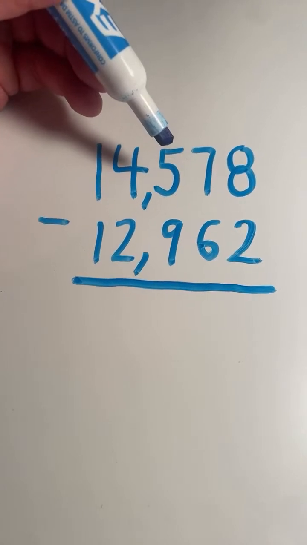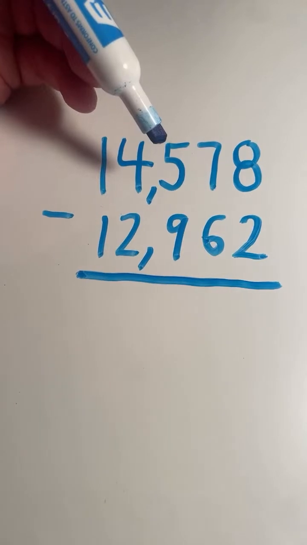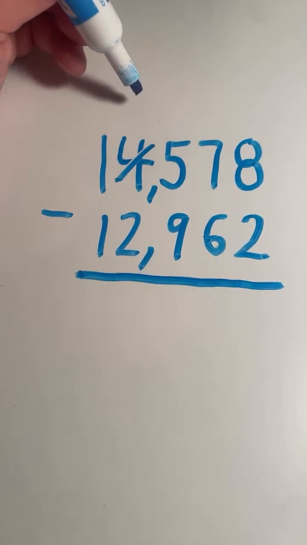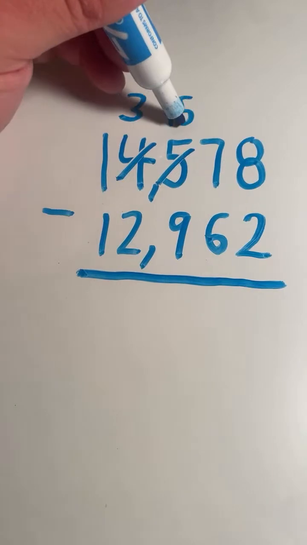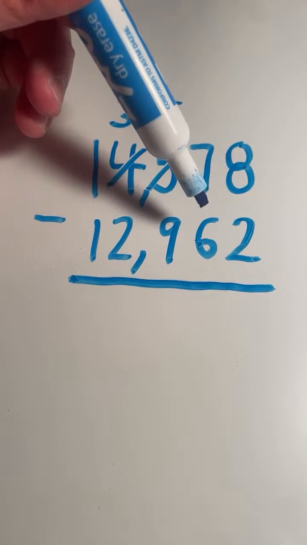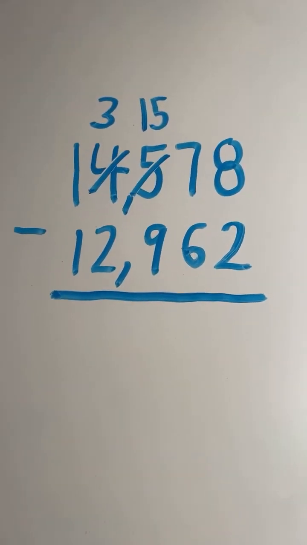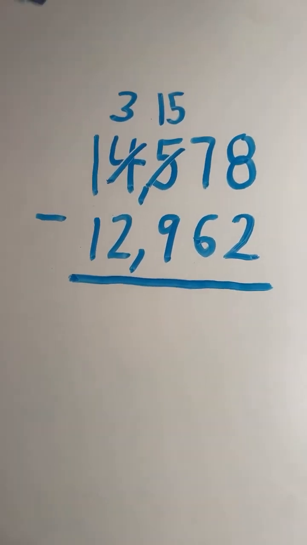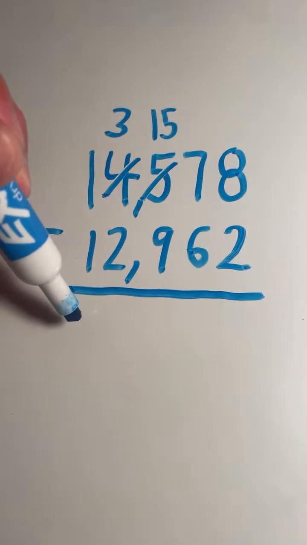In the hundreds place, we will need to regroup. You cannot start out with 5 and take away 9. So we're going to take a 10 from the thousands place and add it to the hundreds place. So that 4 is going to become a 3. We have to take away 1. And that 5 is going to become a 15. Now in the tens place, 7 is bigger than 6 and 8 is bigger than 2. So no regrouping needed in the tens or ones place. So now we are ready to subtract. So we regroup from left to right, and then we subtract from right to left.